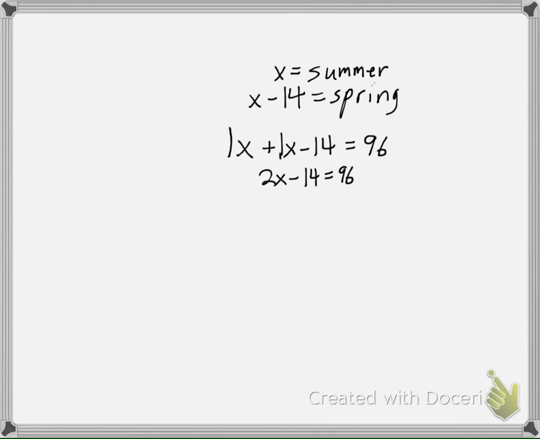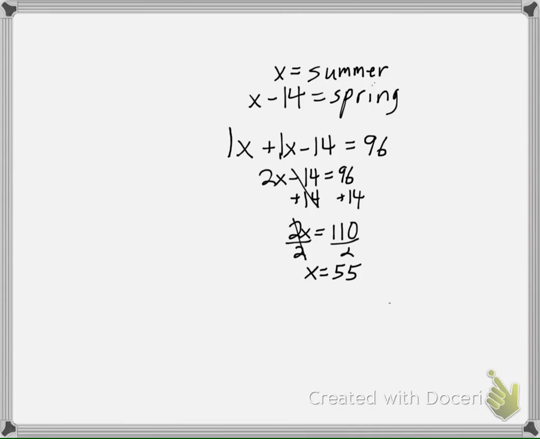Now from there, it's a two-step equation, so we're going to add 14 on both sides. So I get 2x equals 110, and then I'm going to divide by 2 on both sides. And I get x equals 55. Now, is 55 the answer? No. Why not? It's not what the question asks.